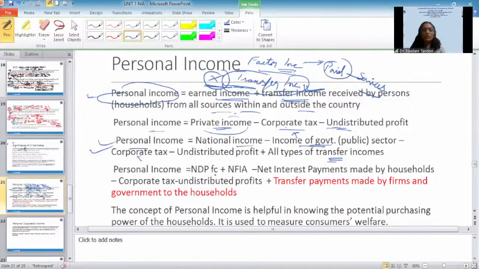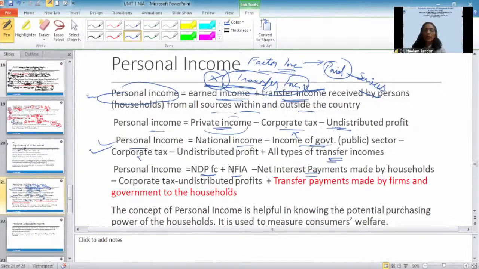If you want to go to personal income from NDP at factor cost, NDP at factor cost means you add NFIA, that gives you national income. Then you go for net interest payments by households and corporates. What is meant by net interest payments by households?